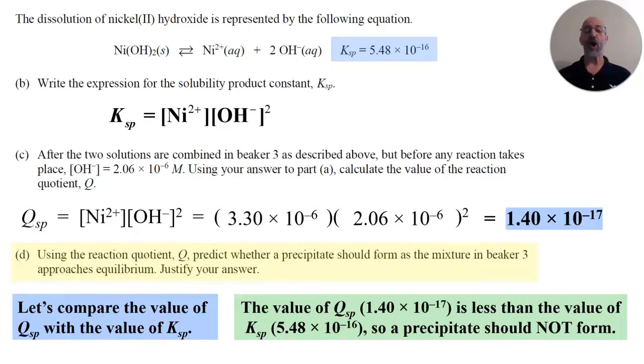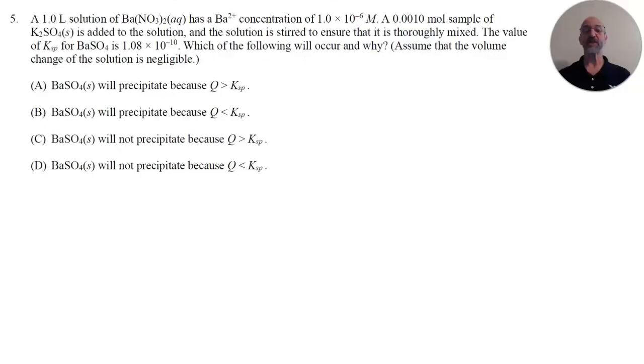All right, well, hopefully all of those answers and explanations to question 4 make sense to you. Now, it is time to move on to question 5 in this packet, and this is a multiple choice question. As I look at the details of question 5, specifically the 4 answer choices, I can see that just like the last part of question 4, we're going to have to do a Q versus K comparison in order to predict whether or not a precipitate will form. So let's go ahead and read the details of question 5.